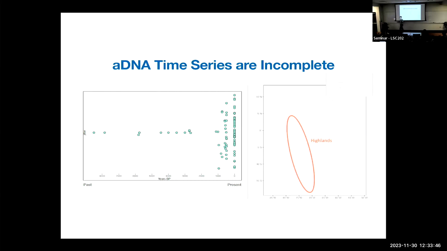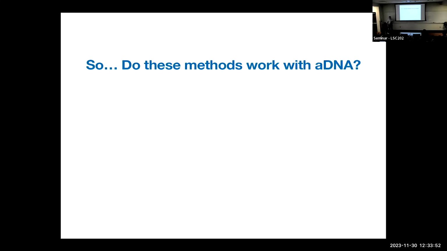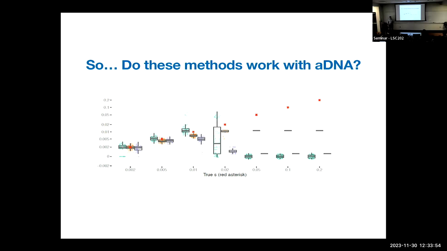There are some that are not from highlands. And that was the map there. So do these methods work with ancient DNA? They don't. We tried a bunch of different things, like different sampling schemes, where the samplings are regularly spaced or not, and the sample size at each point is the same or not. We tried many different things, and sometimes they work, sometimes they don't work.